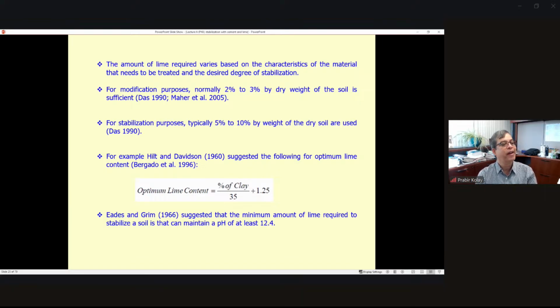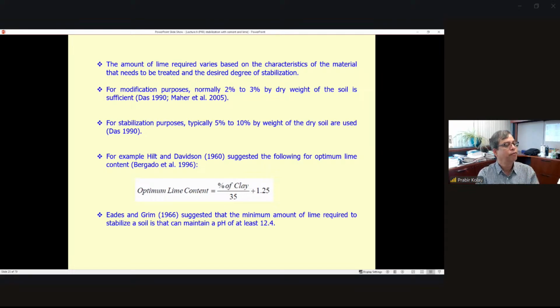The amount of lime required varies based on the characteristics of the material to be treated and the desired degree of stabilization, how much strength you need. Different people have studied different things. Some say 2 to 3% of the dry weight of the soil is sufficient, but most of the time people use 6 to 8 or 9% lime. If you use more than that, the strength increase goes down, depending on the free available silica. For stabilization purposes, typically 5 to 10% of the weight of the dry soil is used, but again, as I mentioned, it can be 6 to 9%.